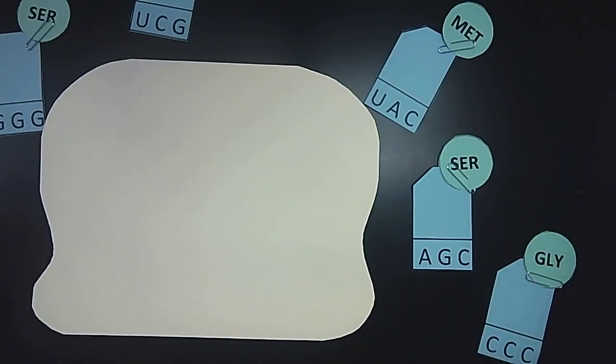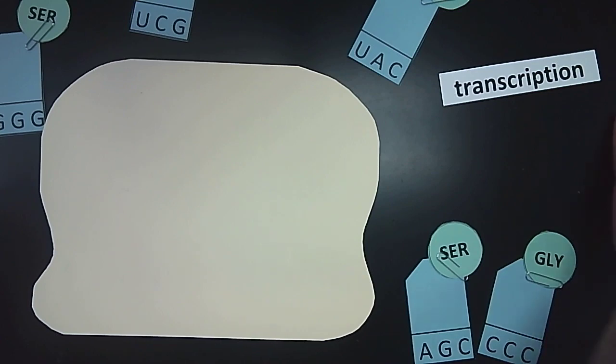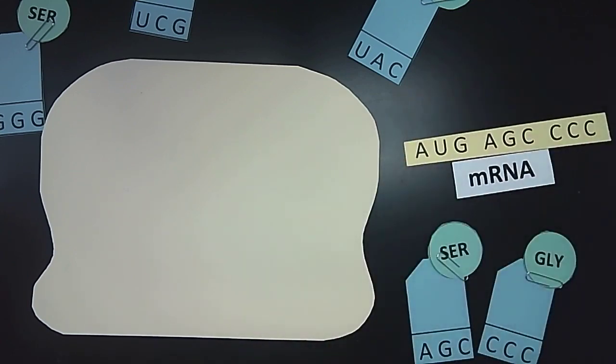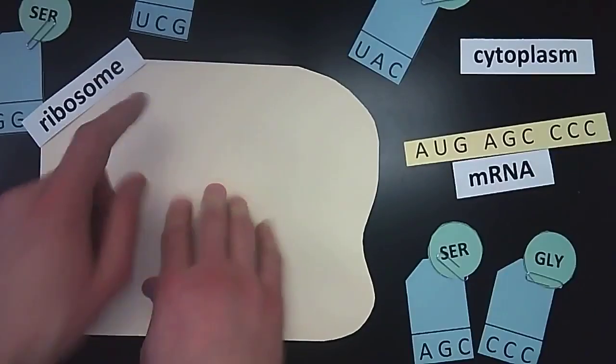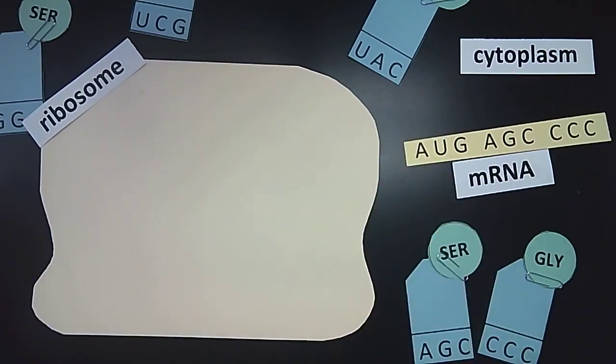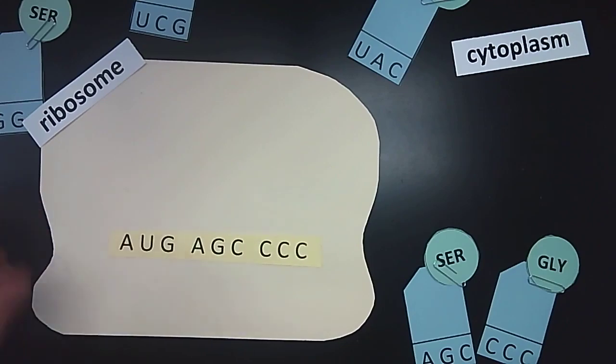Well, before translation, we started with the process of transcription. And what happened in transcription is we made an mRNA molecule in the nucleus, and now this mRNA molecule is going to come into the cytoplasm of the cell. Specifically, it's going to go to the ribosome, which is in the cytoplasm of the cell. Okay, so this mRNA molecule is going to kind of insert itself in the ribosome like this.